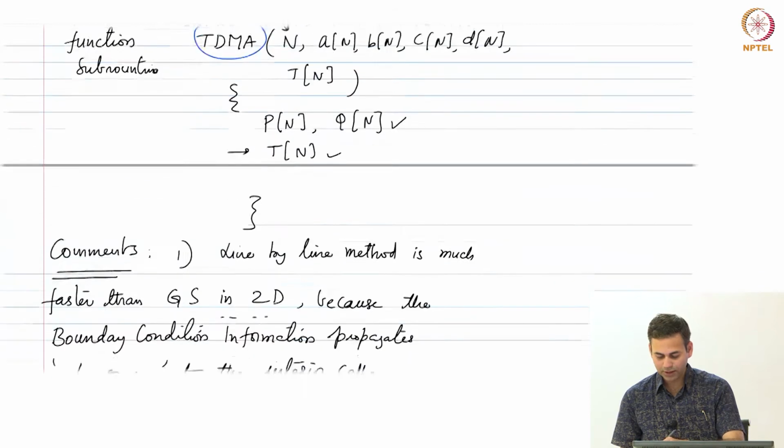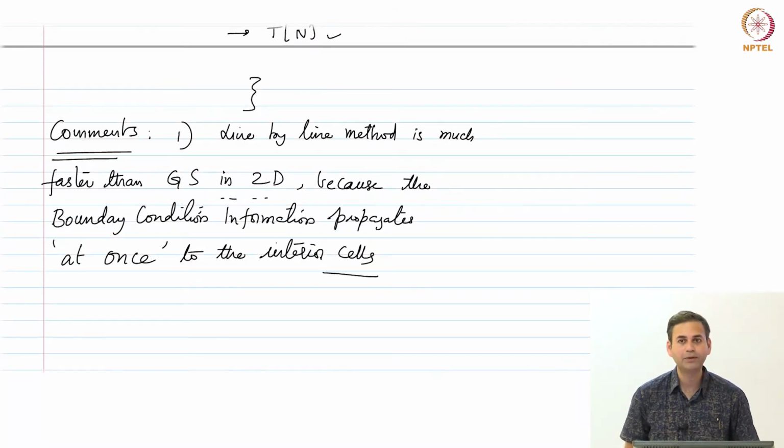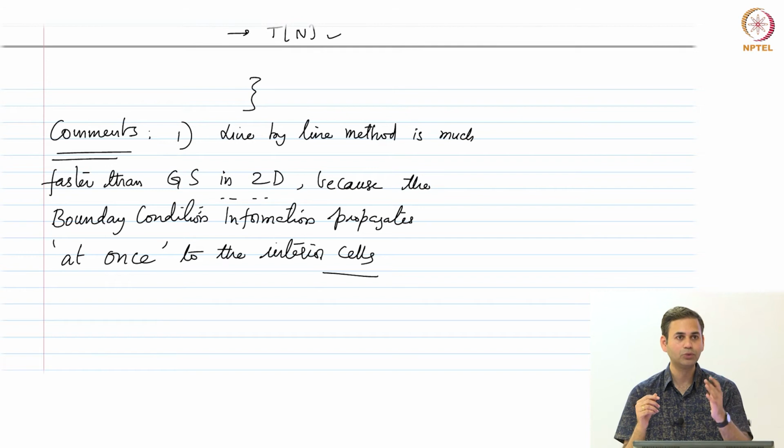What I just wrote here is that the line by line method is much faster compared to Gauss Seidel if you go for 2D or 3D problems. That is because in the line by line method you are using TDMA, which transmits the information of the boundaries into all the interior cells in one go, at once. Whereas in Gauss Seidel the boundary condition information is updated by one cell per sweep, from left cell to right cell and so on. So that's why the line by line method would converge faster than a pure Gauss Seidel.